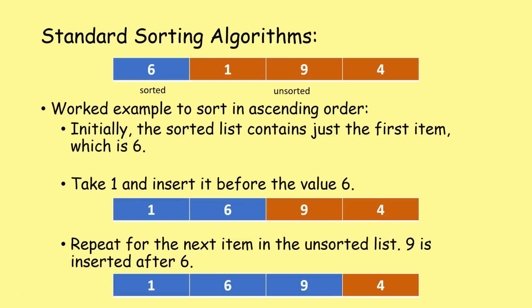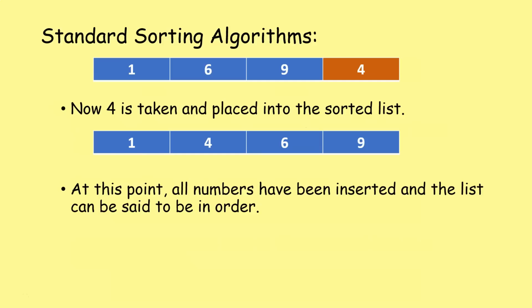And we repeat this for the next item. So we make sure the 9 is inserted after the 6. Now 4 is taken and placed into the correct order in the sorted list. Now all the numbers are in the sorted list. The unsorted list is empty. All the numbers have been inserted and the list can be said to be in order.